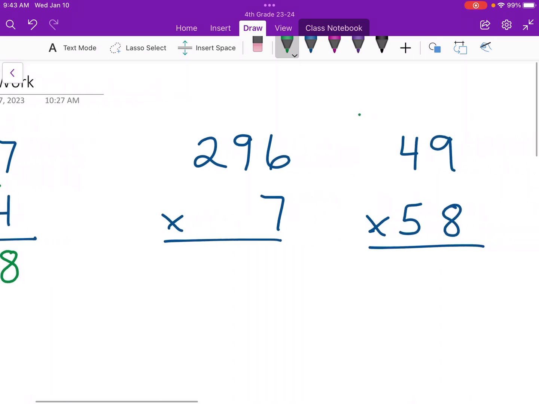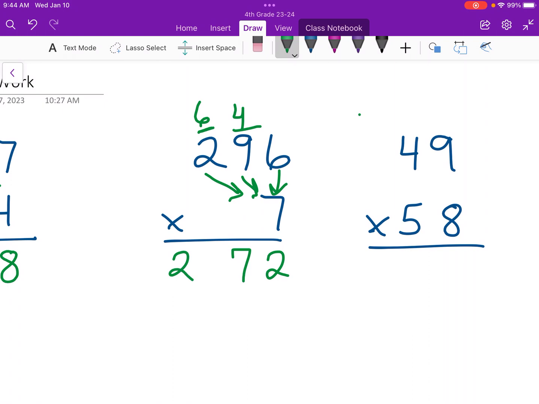Moving on to 296 times 7. Go ahead and pause. Okay, first step, same as last time, 6 times 7, which is 42. Keep the 2, carry the 4. Take 9 times 7, which is 63, plus the 4 that we carried to make it 67. Keep the 7, carry the 6. Last step, 2 times 7, which is 14. We'll add the 6 that we carried to make it 20. Put our comma 3 places. Our answer will be 2,072.